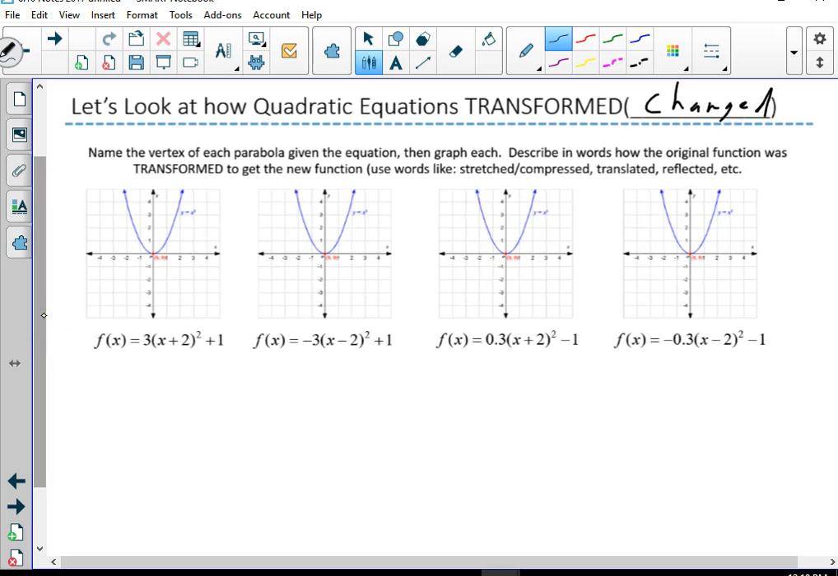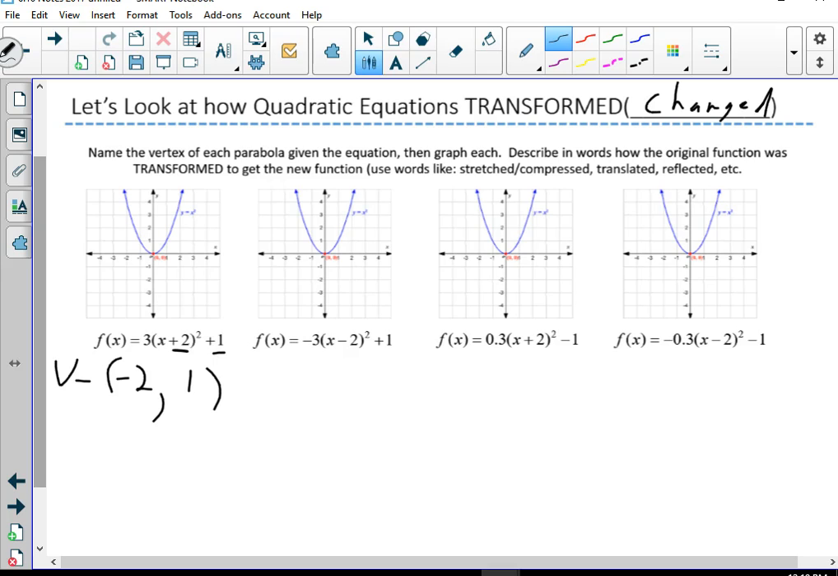Okay, so it says name the vertex of each parabola, given the equation, then graph each. Describe in words how the original function was transformed to get the new function. Use words like stretch, compress, we talked about the other day, narrower, wider, stuff like that. Okay. So we just did vertex form. Let's identify the vertex for this one. What is the vertex for this one? Good. Opposite of this number and exactly this number. Okay? So that's the vertex.